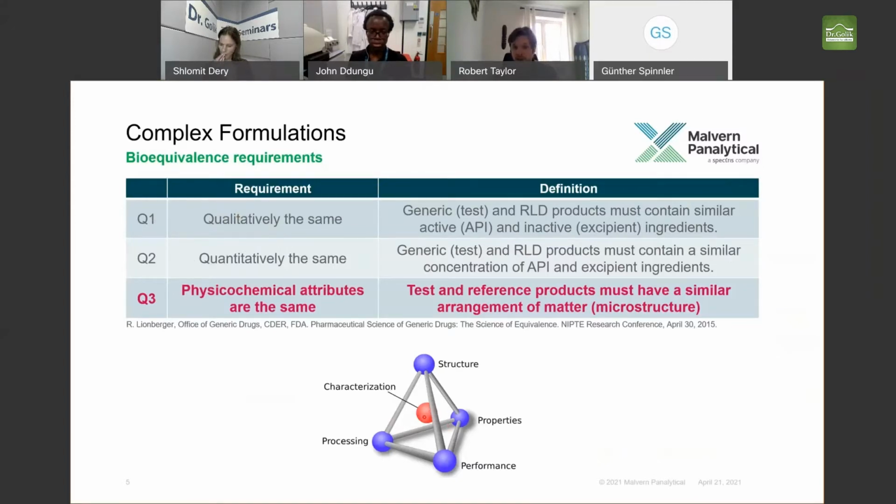So if you know something about the properties, you measure something about the structure, these are intimately related to how easily you can make something, and then also how that performs in vivo.